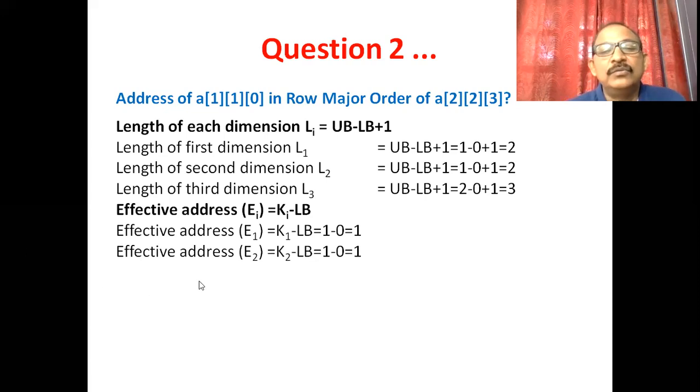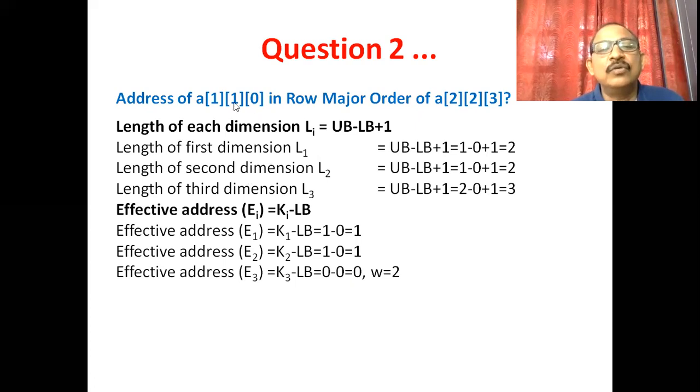Effective address E2, that is K2 minus LB. What is K2? K2 is 1, here you can see. And the lower bound is, you can see here, 0. 1 minus 0 is 1. Effective address E3 is K3 minus LB. And here you can see K3 is 0. This is K1, this is K2, and this is K3. What is the K3? K3 is 0. So 0 minus 0 is 0.